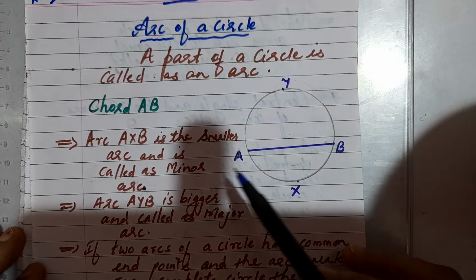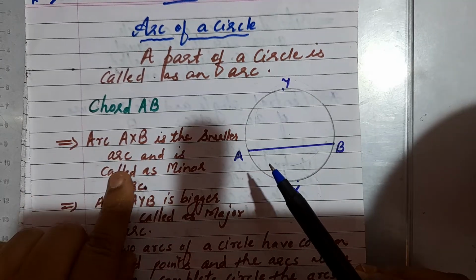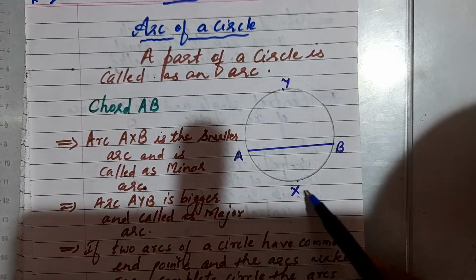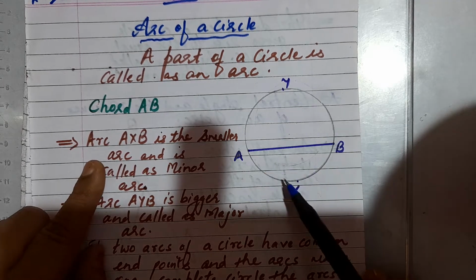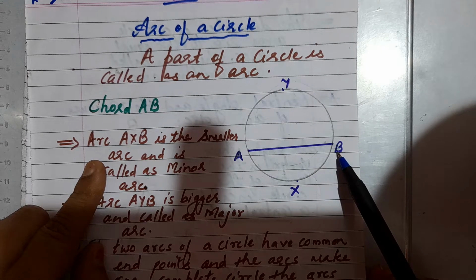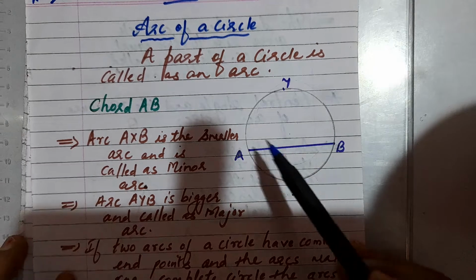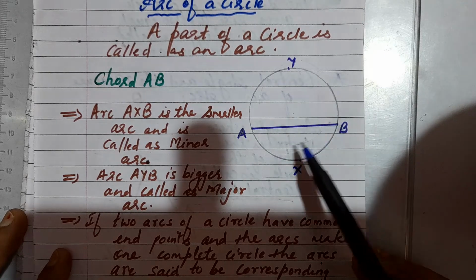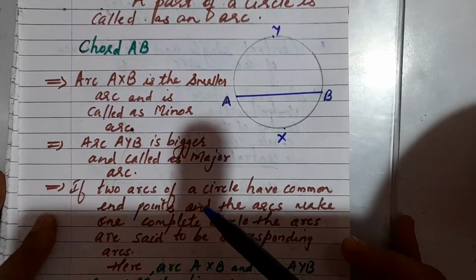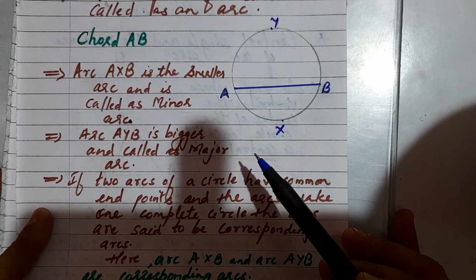So here arc AXB is a smaller arc and it is called the minor arc. Arc AXB is called the minor arc because it is a smaller arc, and arc AYB is a bigger arc and it is called the major arc.